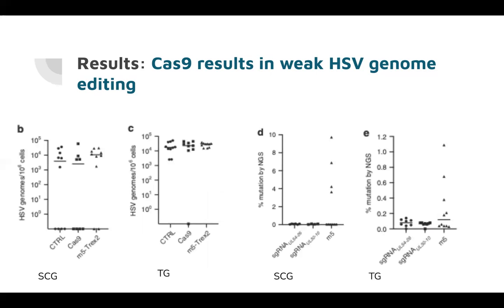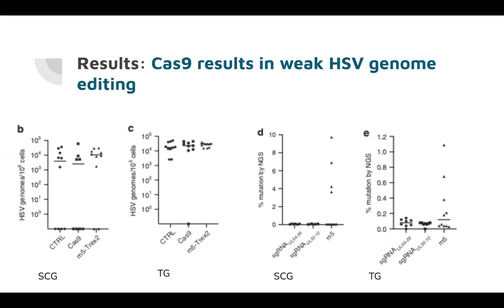And these are the results. Figures B and C are showing that a high level of latent HSV infection was established to a similar degree in all the test groups, which shows that the injection was successful. Figure B is showing the superior cervical ganglia cells, which is what SCG stands for, and TG in figure C stands for trigeminal ganglia. And then figures D and E are showing the levels of gene editing that was accomplished, which is measured by the percentage of mutation that was detected by next-gen sequencing.